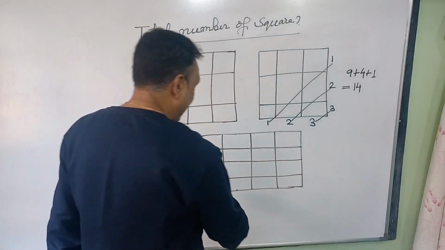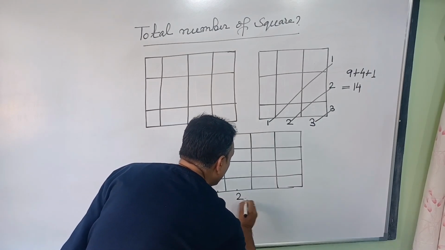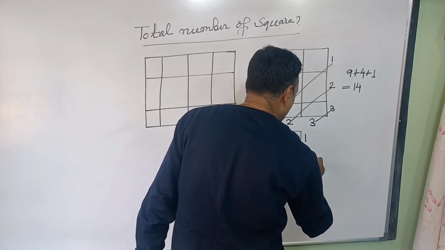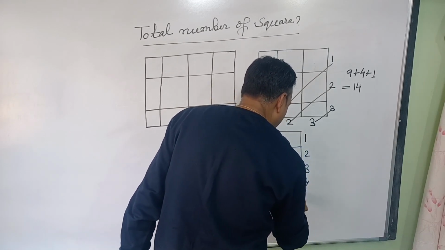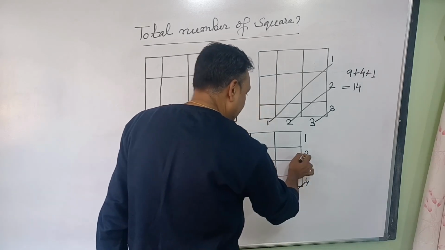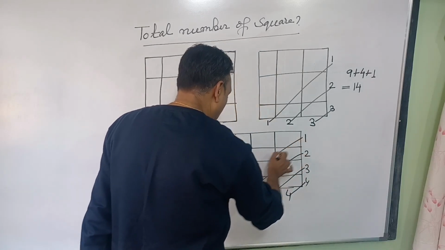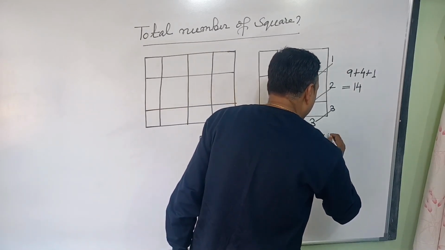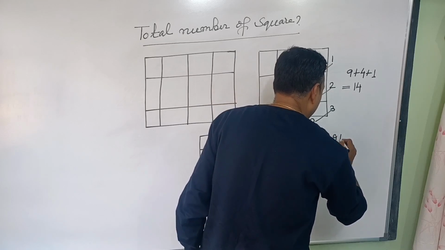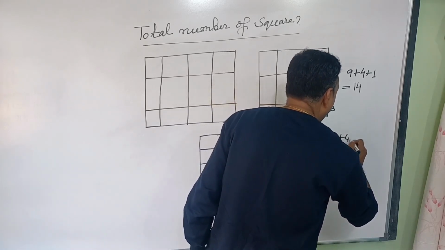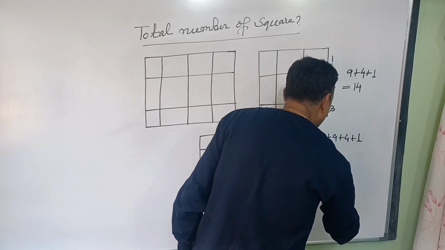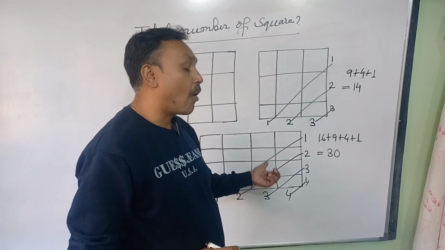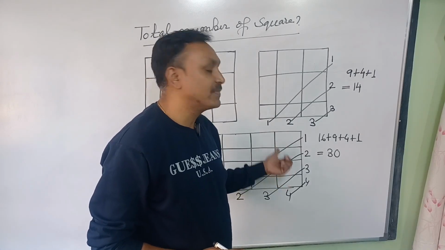Similarly, if I consider this case, 1, 2, 3, 4. Similarly, here also you have to remember 1, 2, 3, 4. 4 will multiply by 4, 3 by 3, 2 by 2, 1 by 1. So let's check how it will come. 4 4s are 16, plus 3 3s are 9, plus 2 2s are 4, plus 1 1 is 1. If we add, you will get 30. So in these figures, there are altogether 30 squares.